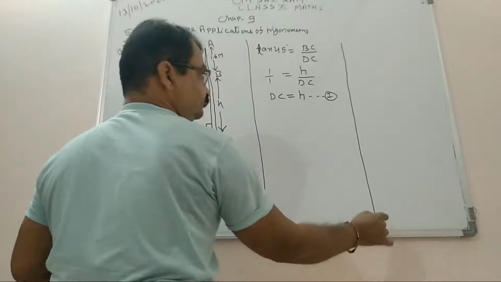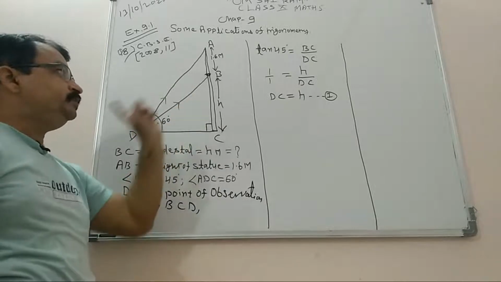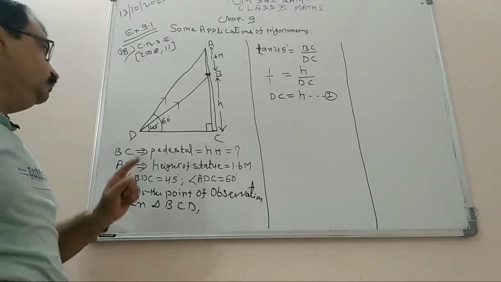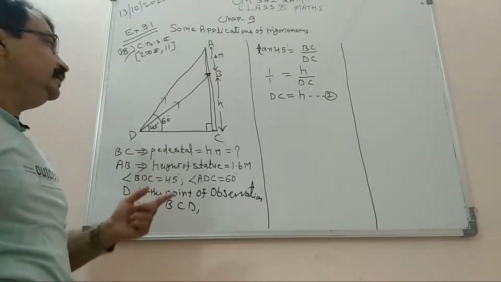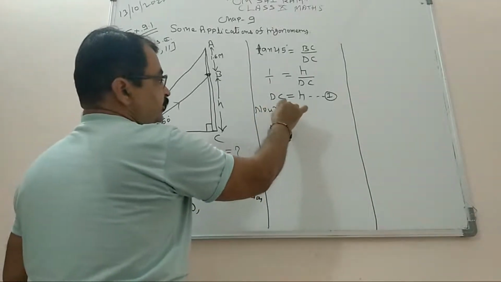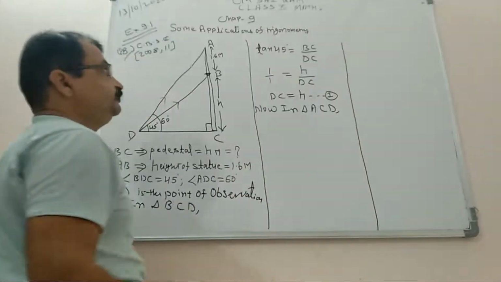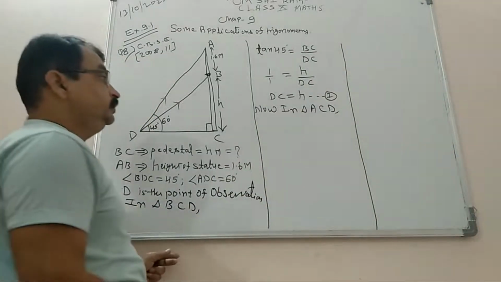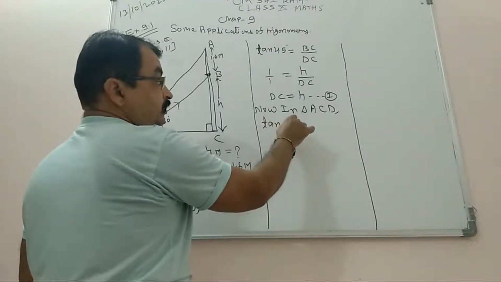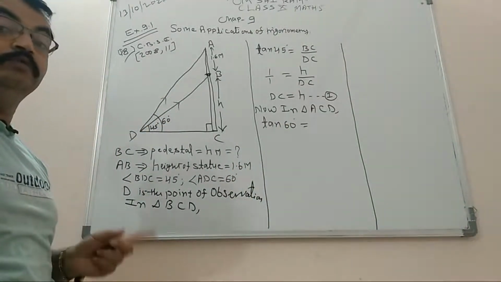Clear? Okay. So how much did we get for DC? DC is equal to BC, which is equal to H, which we have assumed. Now, children, you come to the other right triangle ACD. In triangle ACD, what is the elevation here? 60 degrees, and the same trigonometric ratio you will apply, because you want the relation of opposite to adjacent, because the adjacent is common in both right triangles.